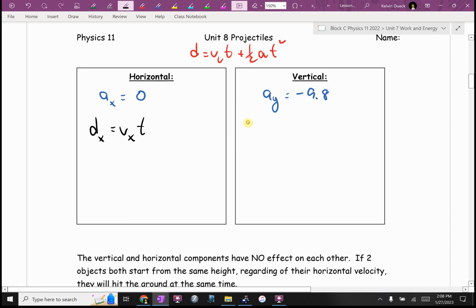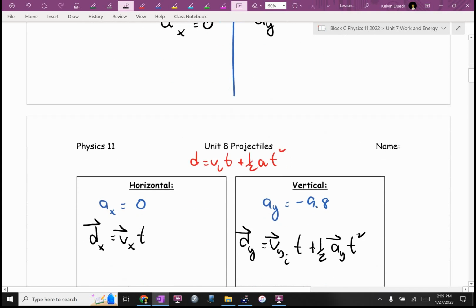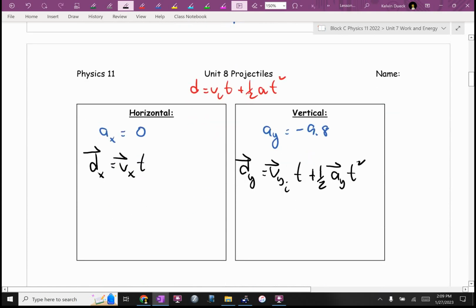Vertically, it's going to be dy. That's going to be vy initial t plus 1/2 ay t squared. How come I put a y or an x on the d, on the v, and on the a, but I didn't bother putting an x or a y on the t? Time is a scalar, which means I can use it in either one of these columns. And now you're starting to see why it's nice to know if you're working with a scalar. It means I can use it anywhere I want.